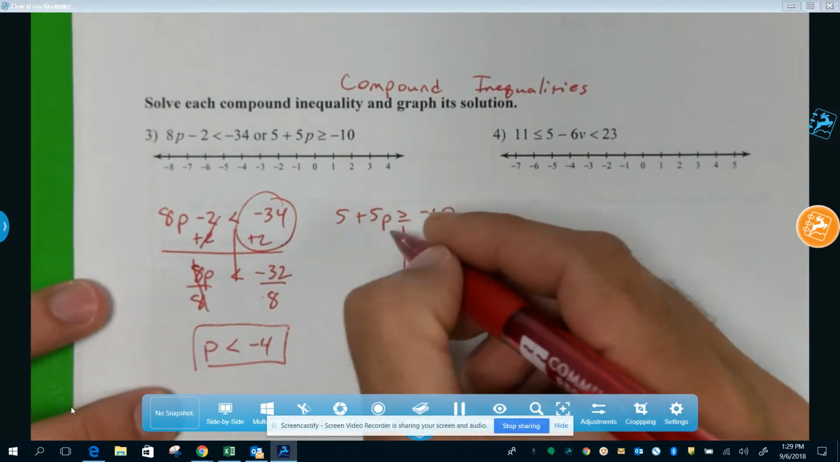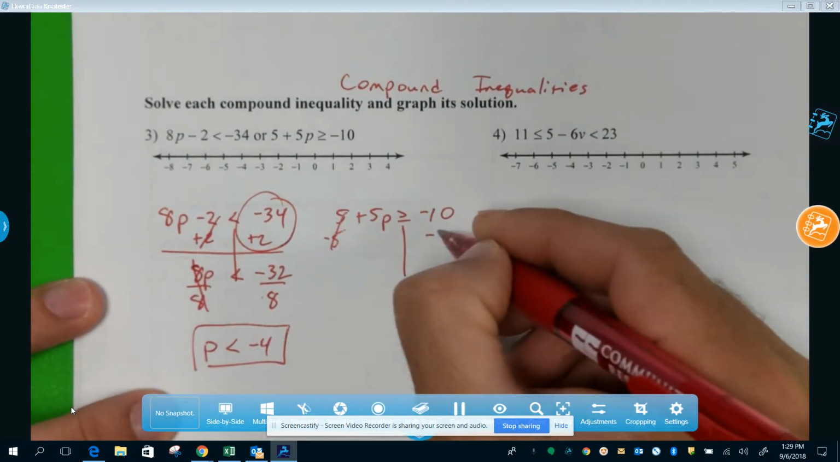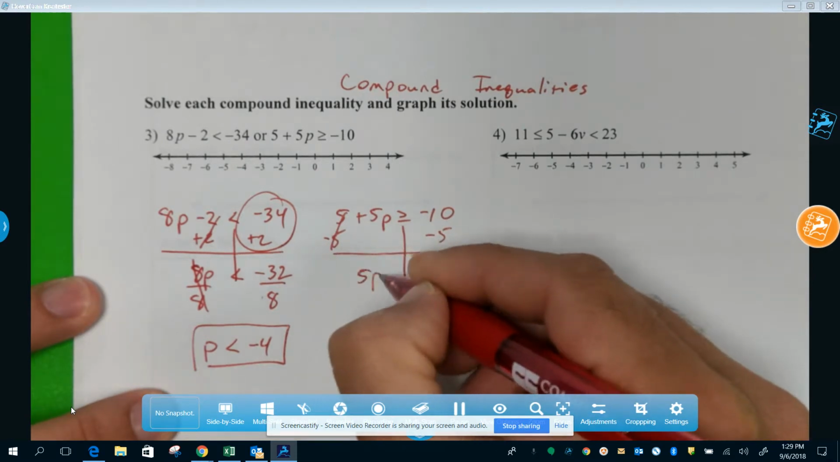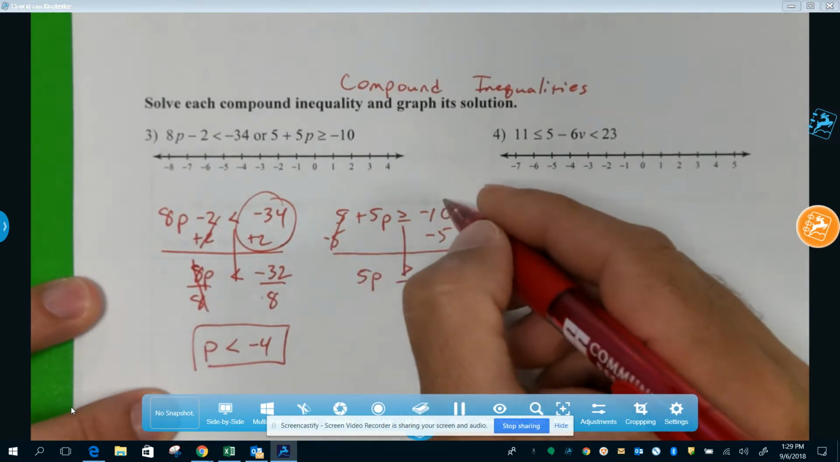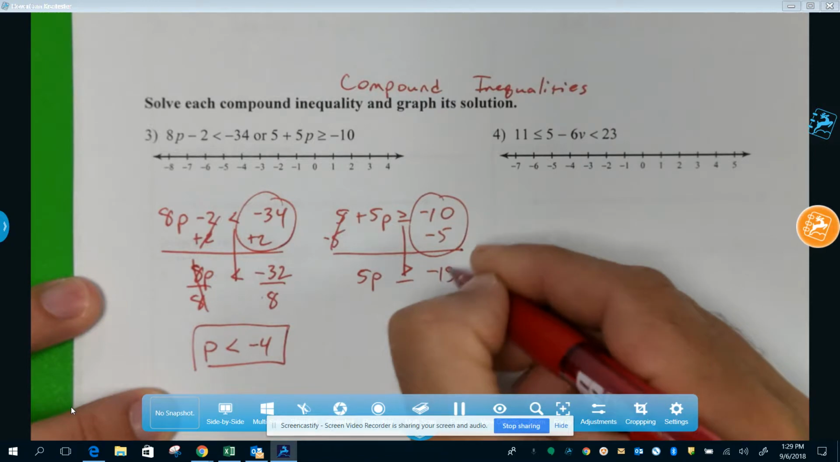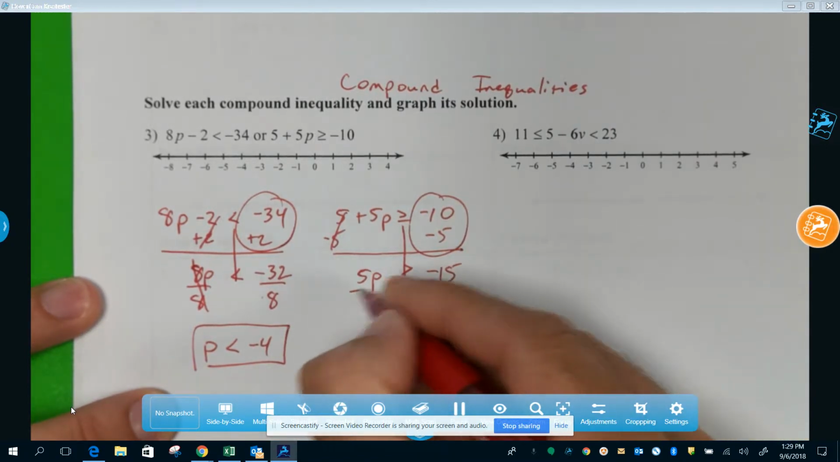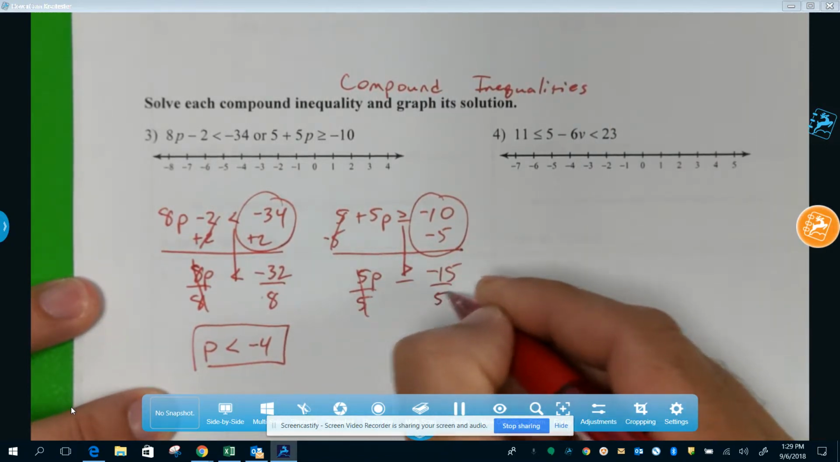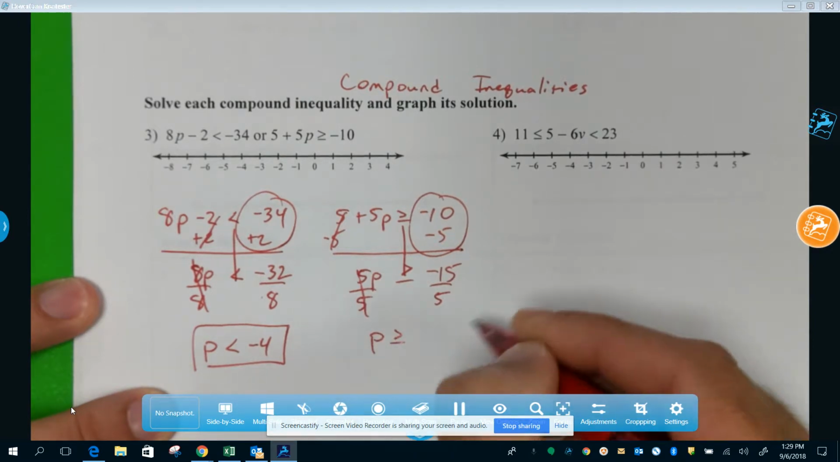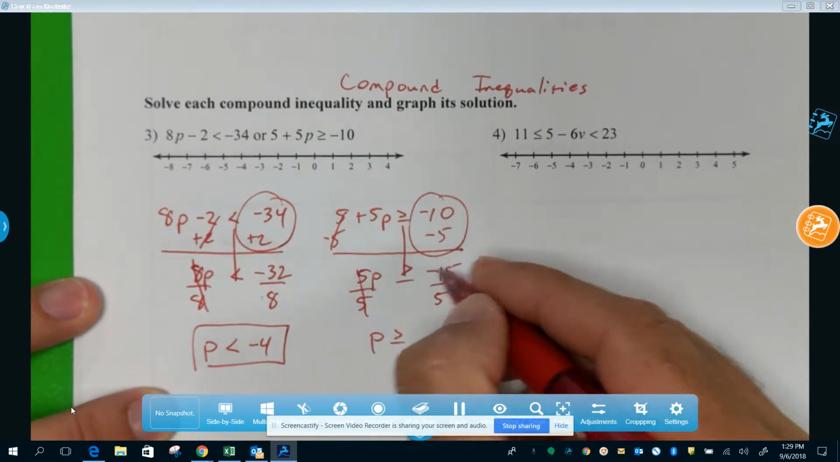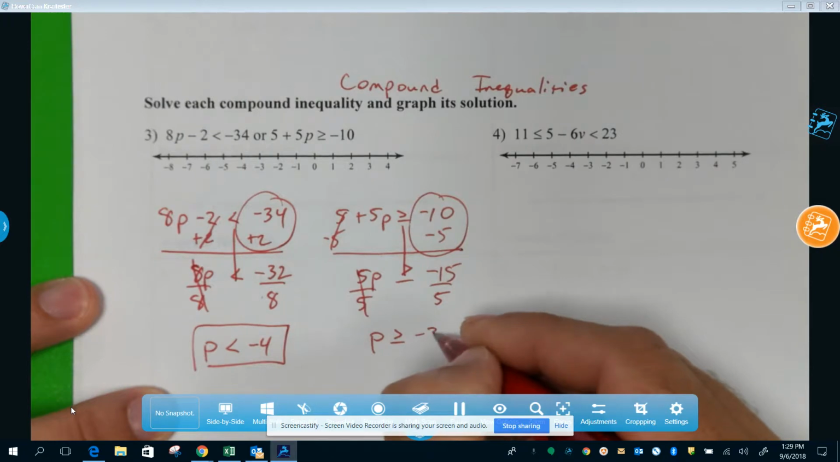Over here, we're going to solve this one for p, so we're going to subtract 5. So I've got 5p is greater than or equal to -10 minus 5 more, -15. Now we're going to divide by 5 to get p by itself. And so I get p is greater than or equal to, I don't flip my sign, I didn't divide by a negative, but -15 divided by 5 does give me -3.